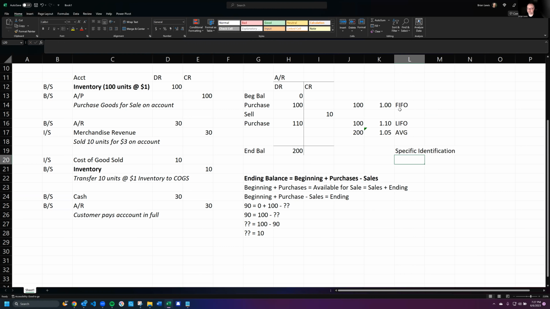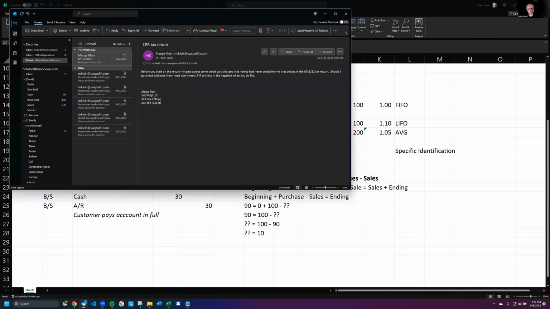So this first in, first out could be daily first in, first out. It could be monthly first in, first out. It could be quarterly first in, first out. Same with LIFO and average. So that gets a little bit more complicated. That's what chapter 5, I think, goes through in quite a bit of detail.